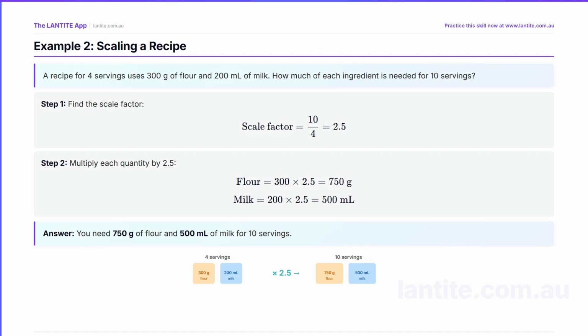Recipe scaling is a very common LANTITE question type. Here, a recipe for 4 servings uses 300 grams of flour and 200 milliliters of milk, and we need to scale it up to 10 servings. First, find the scale factor by dividing the new number of servings by the original. 10 divided by 4 is 2.5. Then multiply each ingredient by 2.5. 300 times 2.5 is 750 grams of flour. 200 times 2.5 is 500 milliliters of milk.